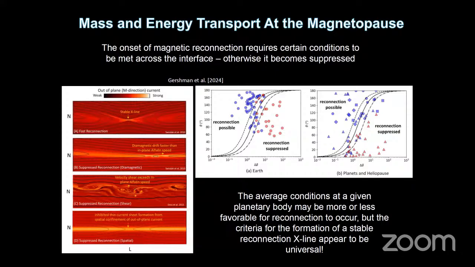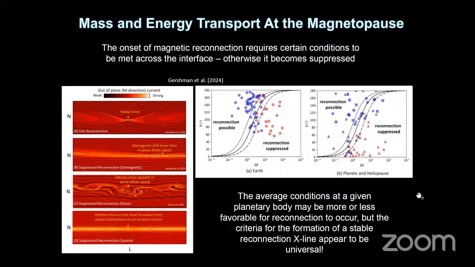But one thing in particular with the case of diamagnetic suppression, which is pretty easy to study in different environments: if you look at Earth and organize current sheet crossings across the magnetopause and see which ones are reconnection and which ones are not, you get the blue circles at Earth where you see reconnection, and the red circles are not, and right across them is this condition for diamagnetic suppression.